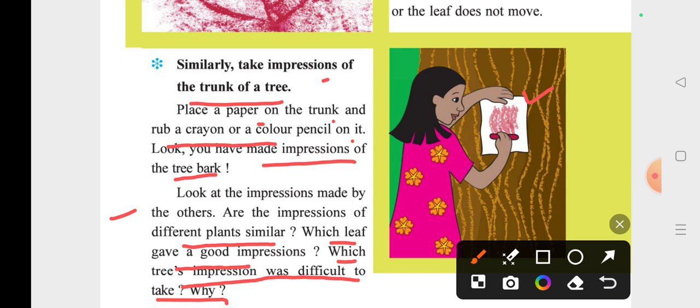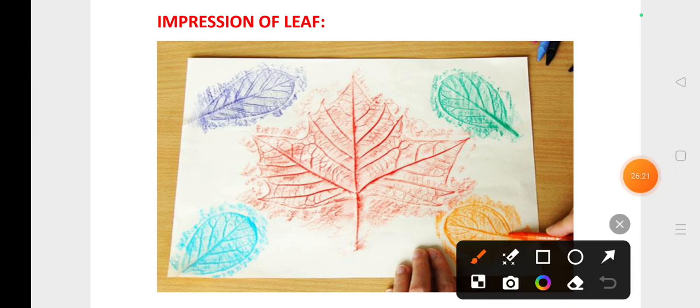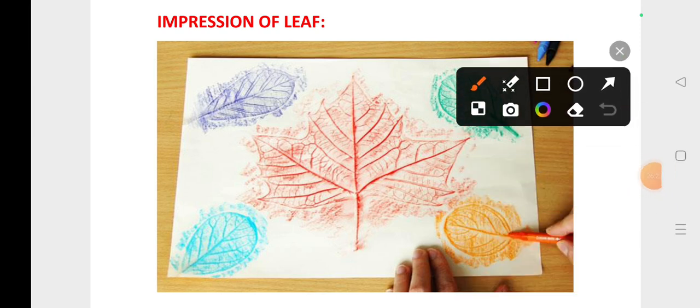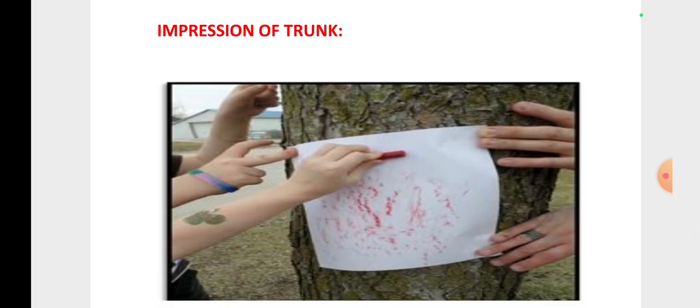So let us see. Children, for this activity you need one white paper and crayons, and some real leaves. Then put the leaf on with the vein side first and place the paper on it, and gently rub the crayon in this manner. Okay, so you will get such type of impression. Now similarly you have to do it with the trunk also, and you will get such type of impression.